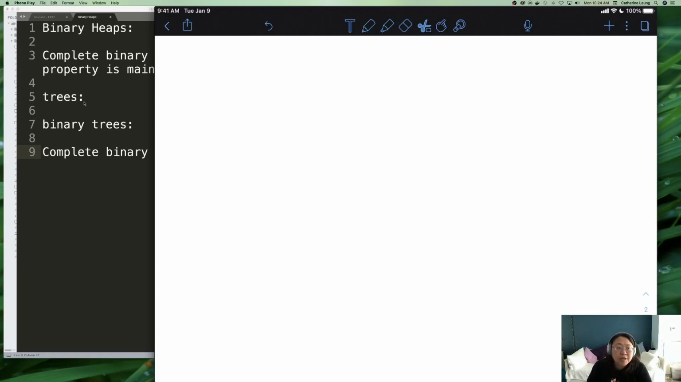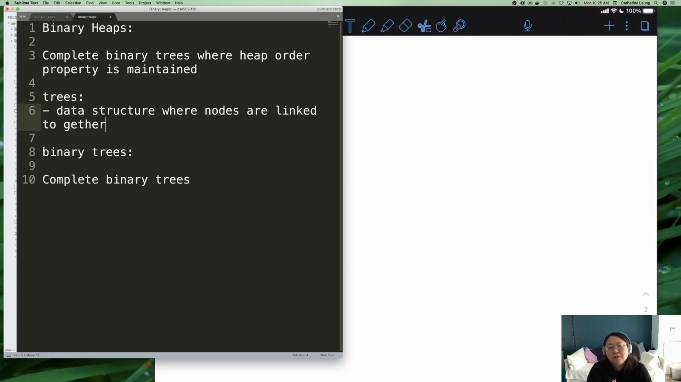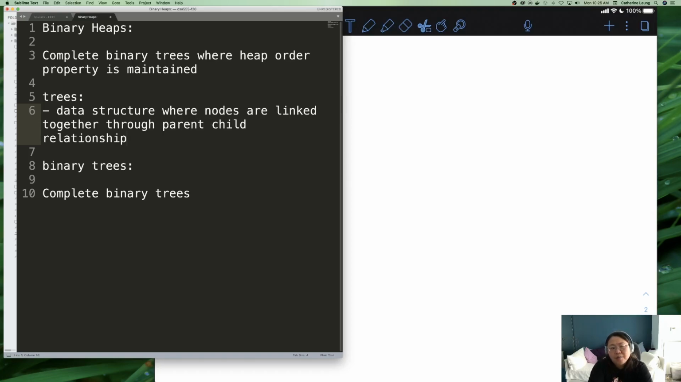Okay, so a tree is a data structure where nodes are linked together. So you have a bunch of nodes that are linked together, but it's not in a list. It's not linear in nature. They're linked together through more of a parent-child relationship. So we're going to be talking about parents and children and so on.